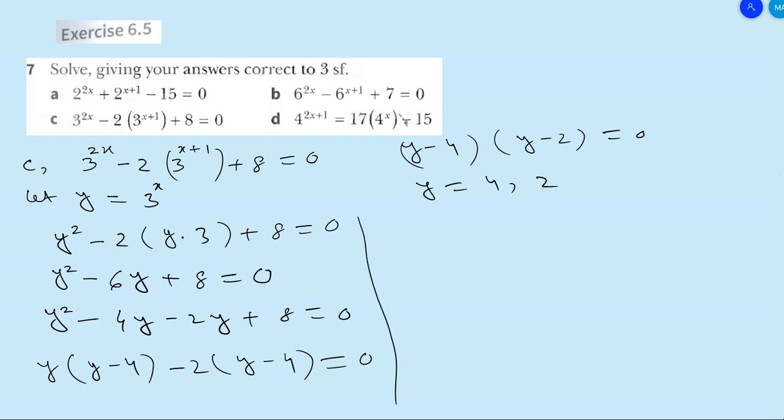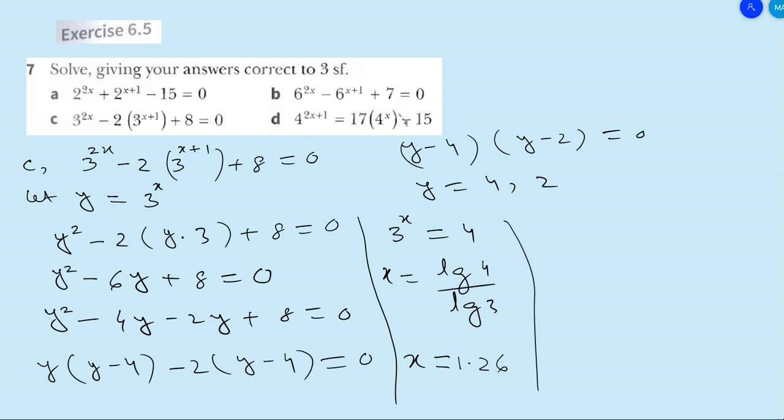What is y? 3 power x is equal to 4. Taking log on both sides, it will be x is equal to log 4 upon log 3. The answer is 1.26. First answer is 1.26. The second value of y is 2.